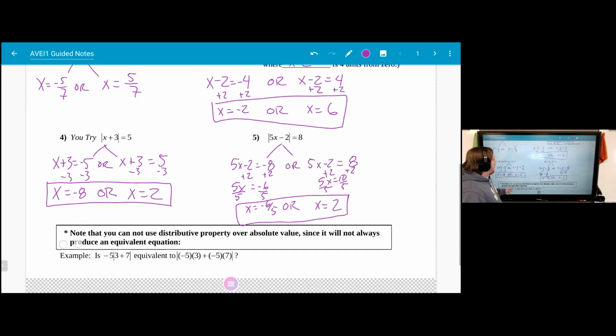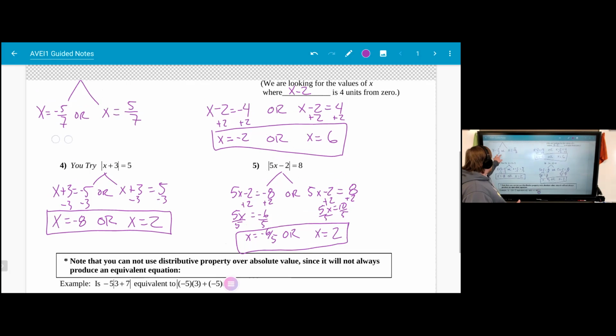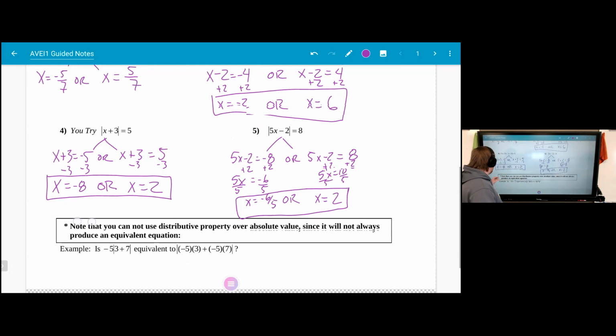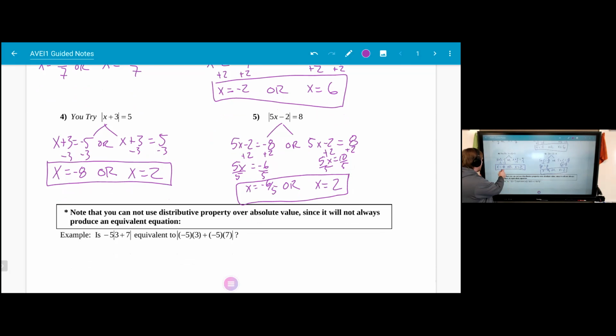We can check those by plugging those values back in. Let's do number 4. If I plug -8 back in, -8 plus 3 is -5, and the absolute value of -5 is 5. If I plug 2 in, 2 plus 3 is 5, and the absolute value of 5 is 5. You can always check your answers.